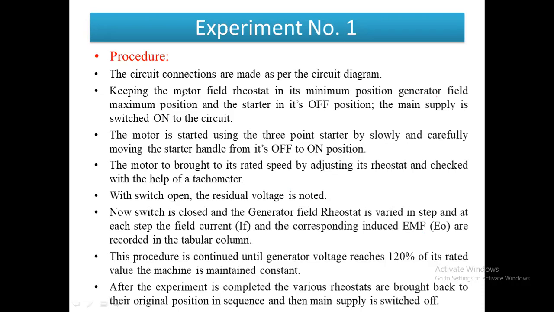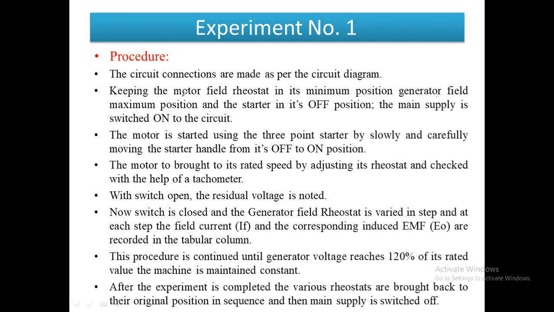The motor is brought to its rated speed by adjusting its rheostat, and checked with the help of a tachometer. Using the tachometer, we check the speed. Okay, we are checking the speed with the help of the tachometer. With the switch open, the residual voltage is noted. So we are not using a switch here, so we directly take the reading of field current.